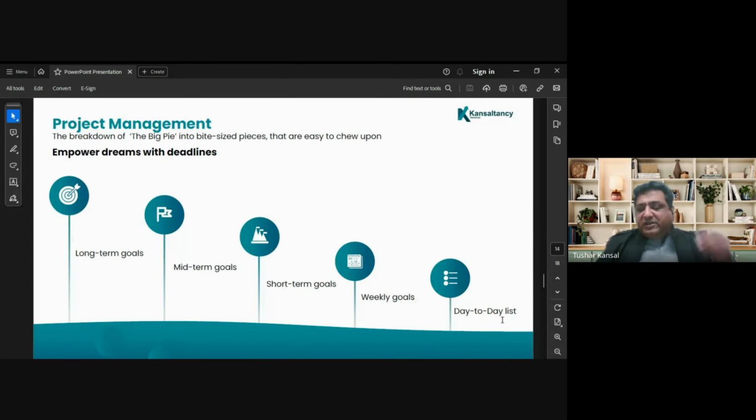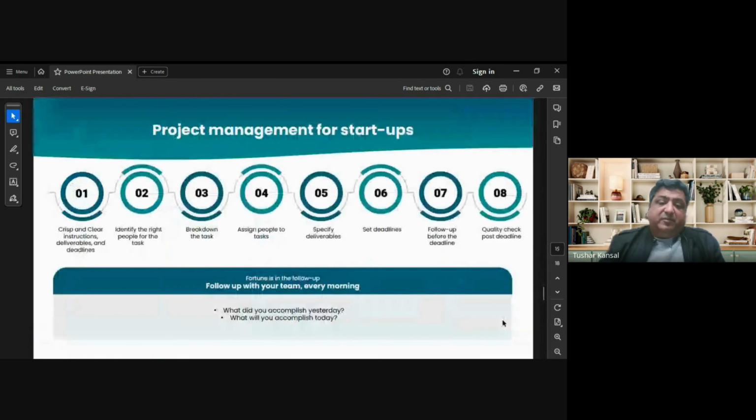Now, coming to project management, it's very simple: long-term goals, mid-term goals, then break them into short-term goals, weekly goals, and then a day-to-day list. It's kind of giving a method to madness. The software which is good for project management for startups is Trello or Slack. Slack is a big one. Now, for startups, these are the different phases.